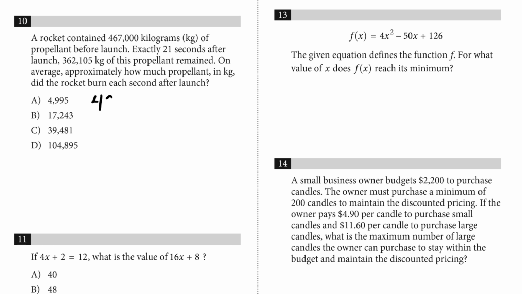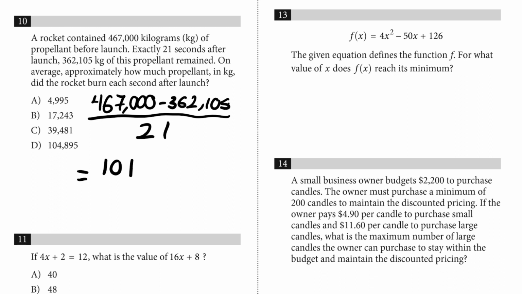That's going to be the 467,000 minus 362,105, and then we're going to divide that by 21. So 467,000 minus 362,105, that's going to give us 104,895, and we're going to divide that by 21. And that's going to give us a total of 4,995 kilograms per second.